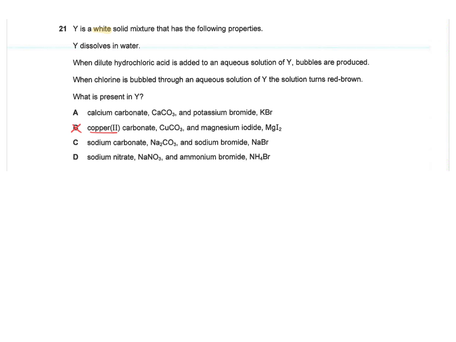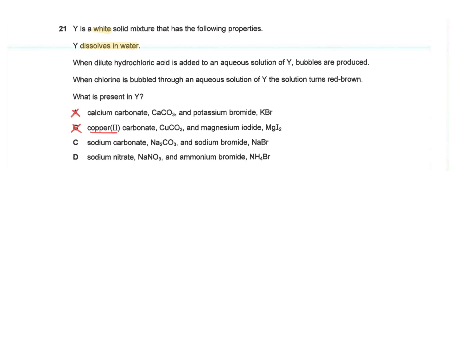Next, Y dissolves in water, so we can now apply our solubility rules to rule out those solids or those mixtures that contain solids that are insoluble, like calcium carbonate. And then we are left with the two options C and D.